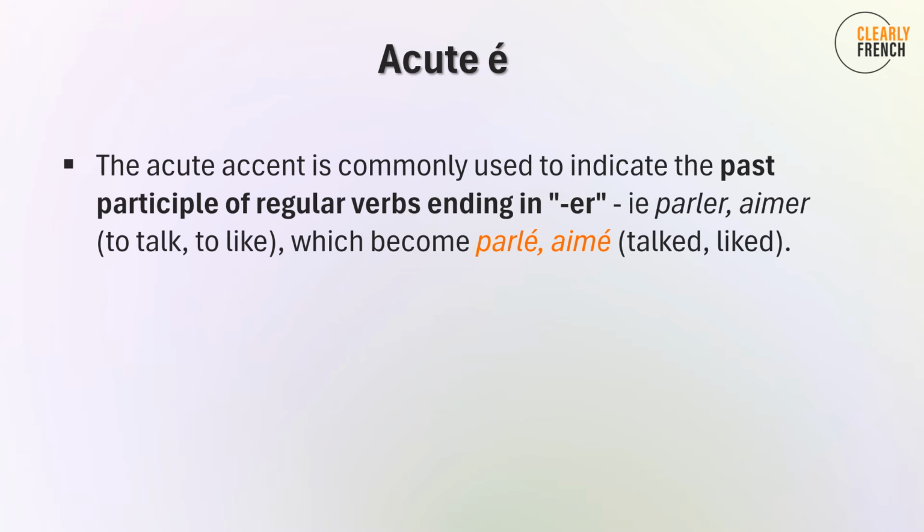Let's have a look at the acute E. It's commonly used to indicate the past participle of regular verbs ending in ER. For instance, parler and aimer, to talk and to like, which becomes parlé and aimé, which is talked and liked. They sound exactly the same, but they don't look the same because the E at the end is your ED in English.